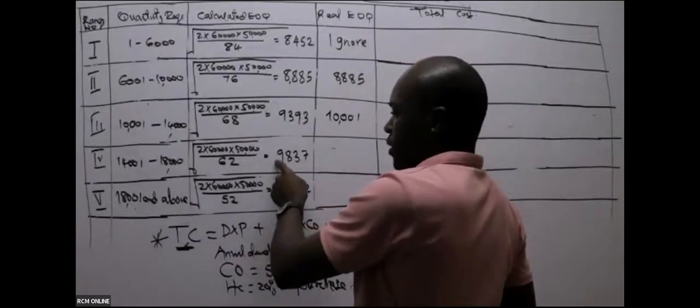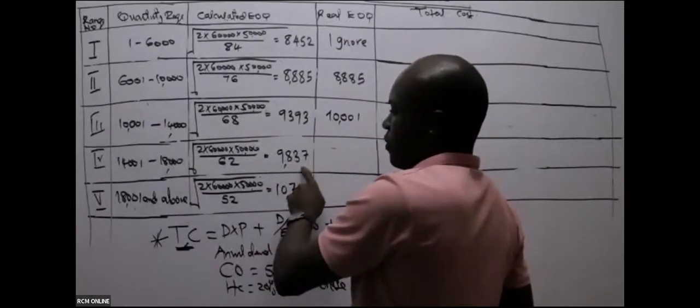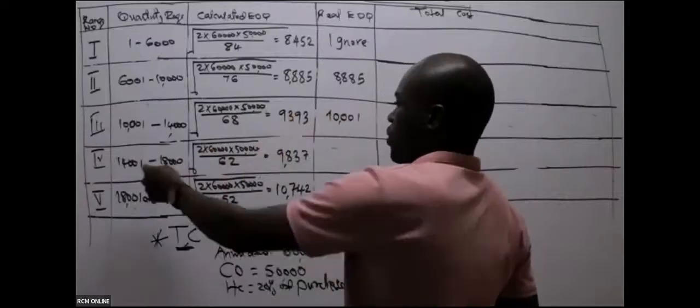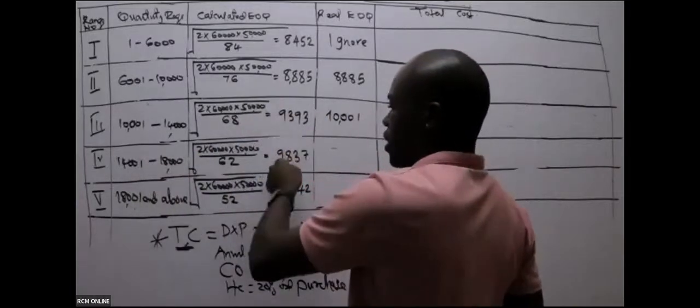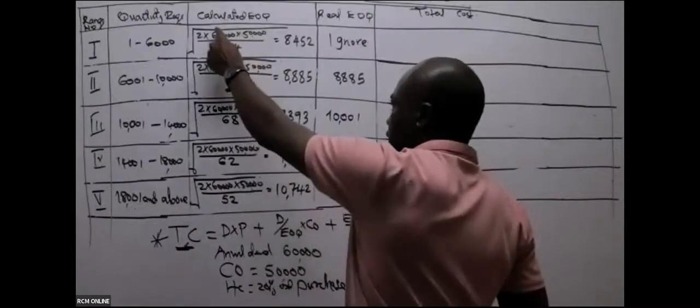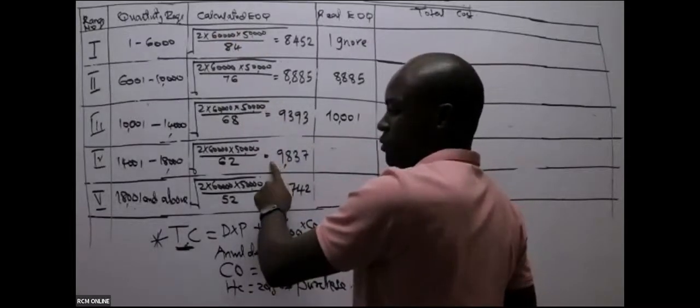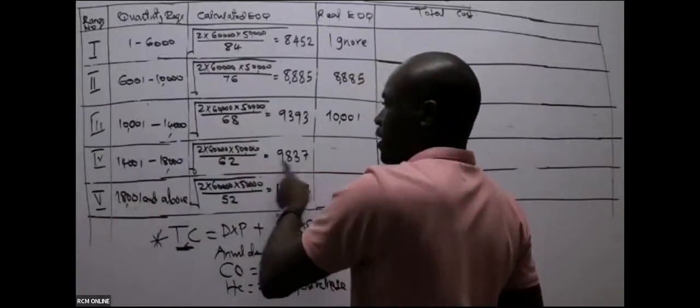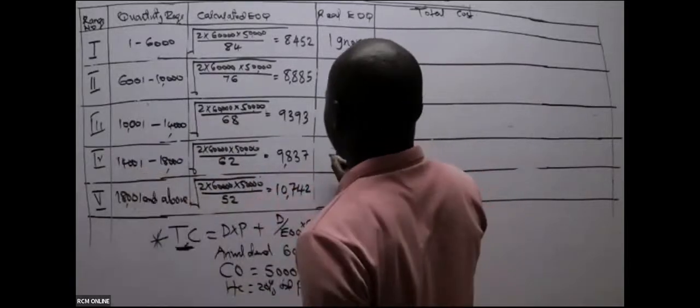Let's go to number 4. We have 9,837. For you to enjoy the discount, you must order within this range. You cannot order below the calculated economic order quantity. So I must order anything within this range. So if I have to order above this, I check the lowest in that particular range.